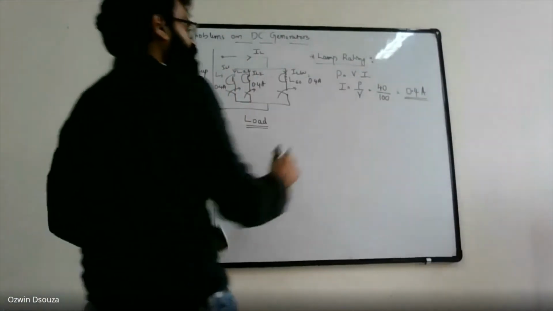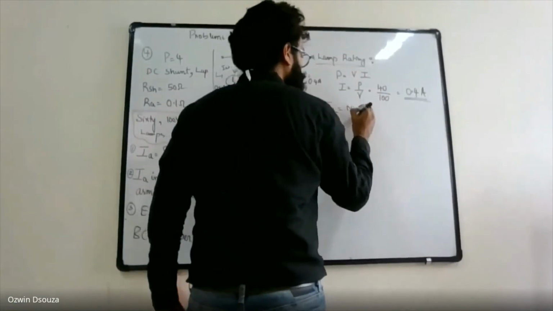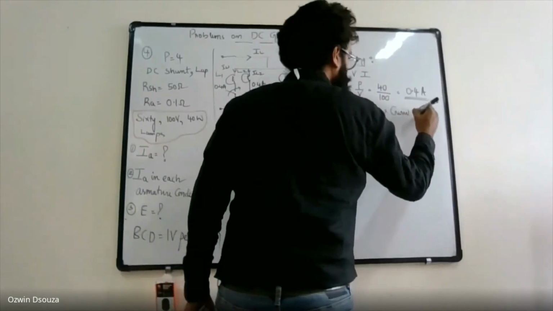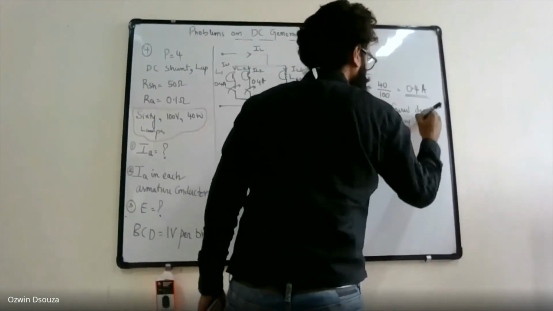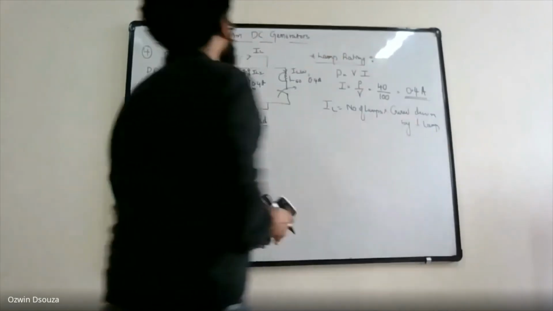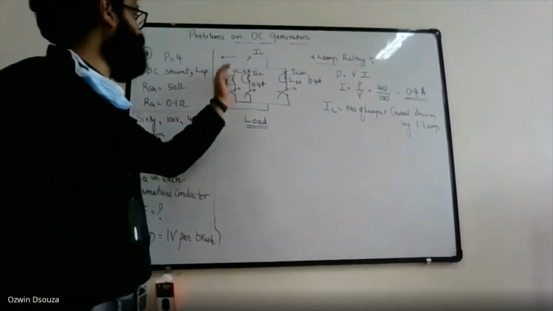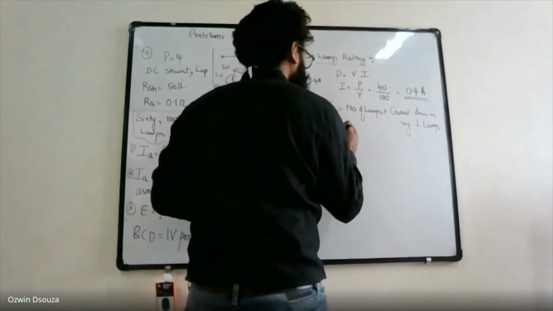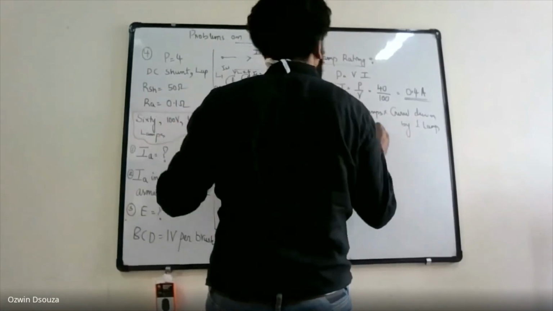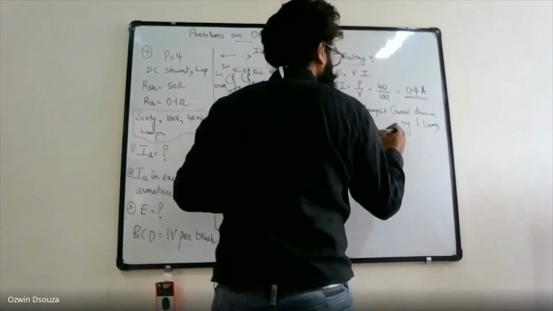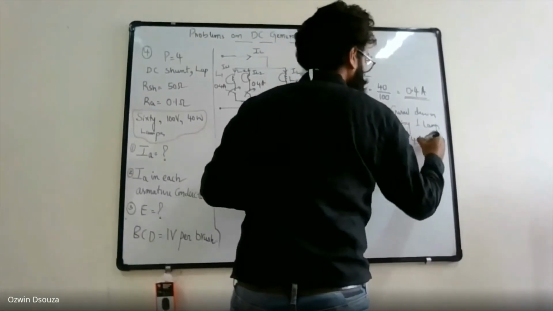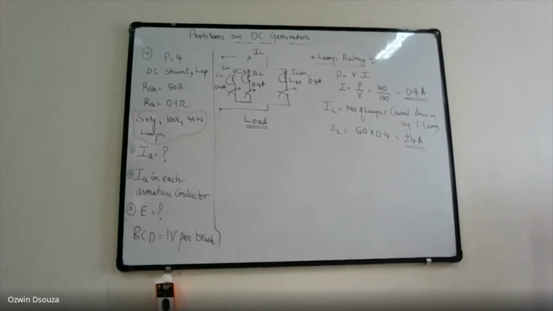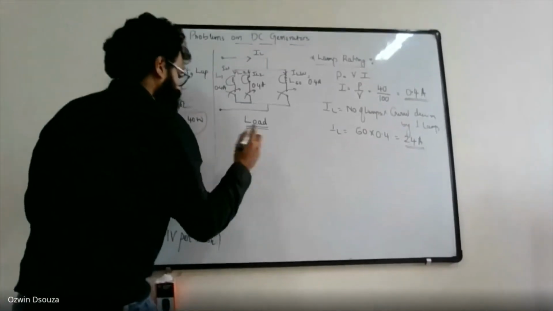Total current drawn, IL, is equal to the number of lamps into the current drawn by 1. Correct. Because as per KCL, IL is equal to IL1 plus IL2 plus IL3 until IL60. How many lamps do you have? 60, right? So it is 60 into 0.4, which is 24. So your load is drawing a total current of 24 amperes from the supply. That's all we need to proceed further.